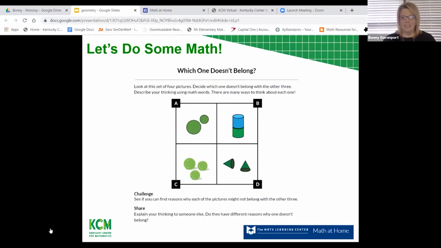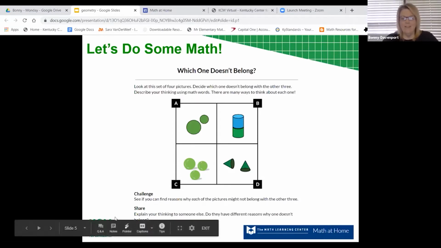So the very first thing to do, let's do some math. I have a slide up here, and this comes from the Math Learning Center, and it's entitled "Which One Doesn't Belong?" So if you will please take a look at that picture and just think and describe in your own words. And the beauty of Which One Doesn't Belong is that there is no wrong answer. Just look at the attributes of all of those shapes and think about which one doesn't belong. I would love for you to put in the chat which one you think doesn't belong and why, or even better yet, unmute and tell me which one you think doesn't belong.